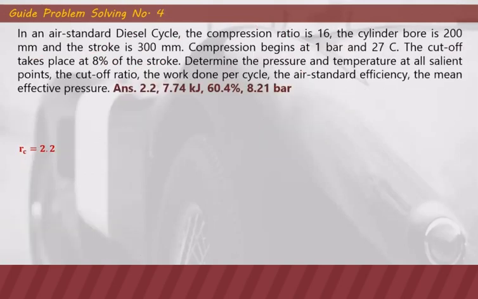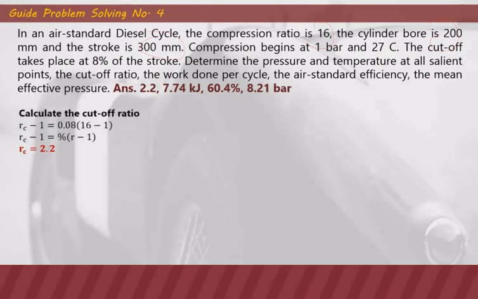Example problem number 4. This is still a diesel cycle. The compression ratio is 16. The cylinder bore is 200 mm. The stroke is 300 mm. Compression begins at 1 bar and 27 degrees Celsius. So this is the initial pressure and temperature. The cutoff takes place at 8% of the stroke. So this is similar to the statement a while ago. Then we are to determine the pressure and temperature at all points, the cutoff ratio, the work done per cycle, the air standard efficiency, and the mean effective pressure.